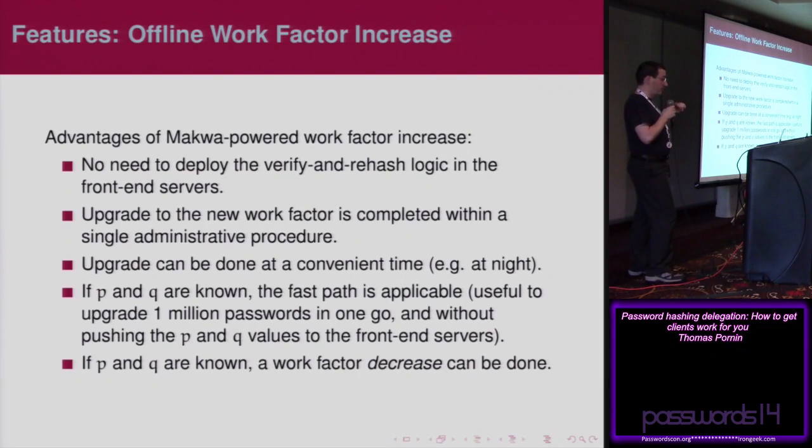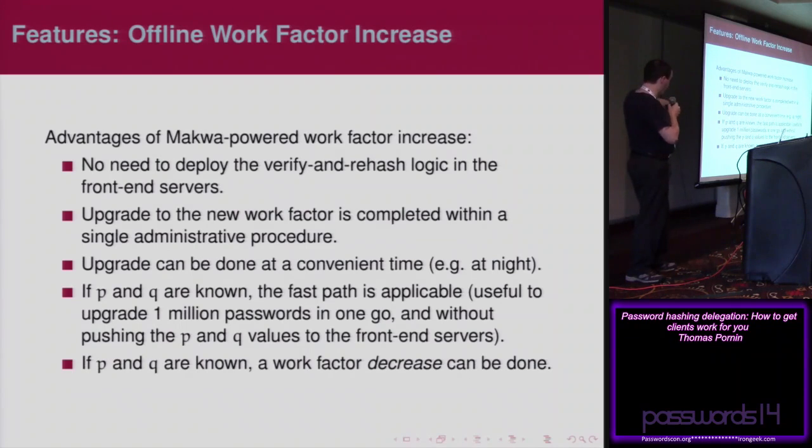Moreover, this computer which has the offline work factor increase could know the P and Q factors, and if it knows the private key, then it can apply the fast path. If you have 1 million hash passwords to upgrade from a work factor of 100,000 to 200,000, it's going to take some time, because it's expensive, that's the point. If you use the fast path, it's going to use a lot less time. That's the difference between being done within 1 hour or 1 week. And if you're doing that at night, because you're a responsible administrator, you really love it when it takes 1 hour only and not 3.